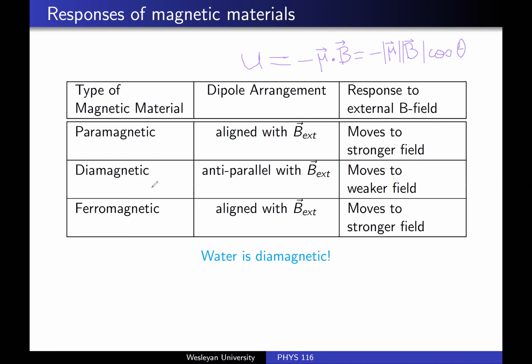In diamagnetic materials, the induced dipole moments are anti-parallel with the external field. So in other words, theta is 180 degrees. So you get minus 1 from here, and there's another minus here. So your potential energy is just the magnitude of mu times the magnitude of B, which is positive. So to decrease your potential energy, you want to move to a weaker field. In ferromagnetic materials, again, your dipoles are aligned with the external field. And so you want to move to a stronger field to decrease the potential energy. This is why ferromagnetic materials are easily attracted to the poles of a magnet.